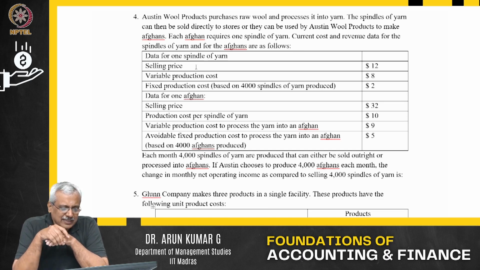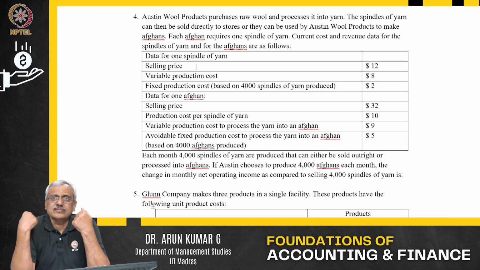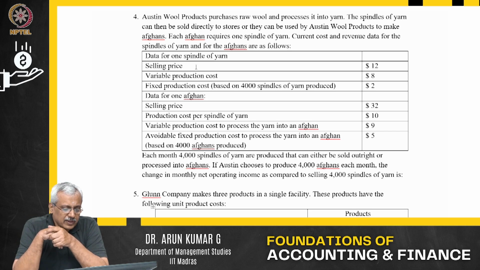Austin Wool Products purchases raw wool and processes it into yarn. The spindles of yarn can then be sold directly to stores, or they can be used by Austin Wool Products to make afghans. Each afghan requires one spindle of yarn. Current cost and revenue data for the spindles of yarn and for the afghans are as follows.